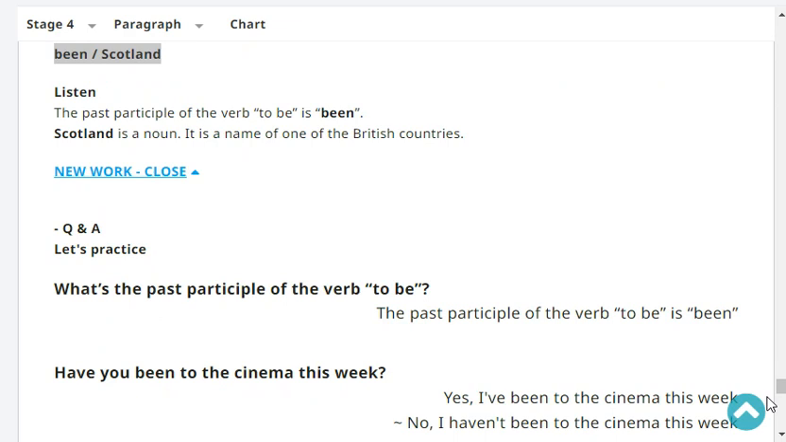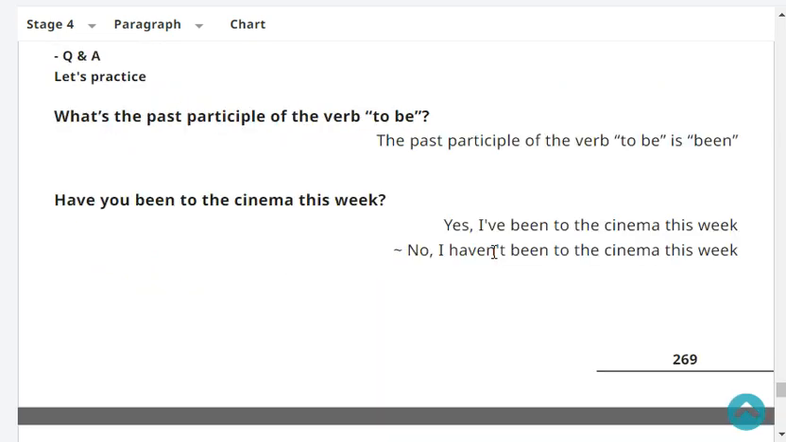Scotland is a noun. It is the name of one of the British countries. Let's practice. What's the past participle of the verb to be? The past participle of the verb to be is been.